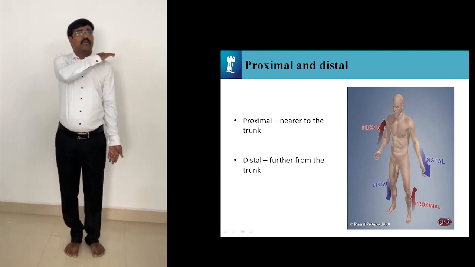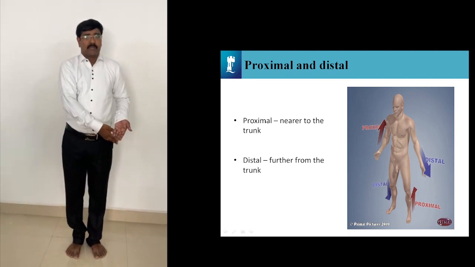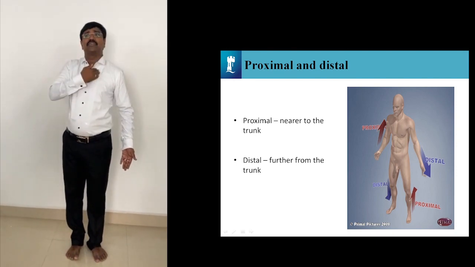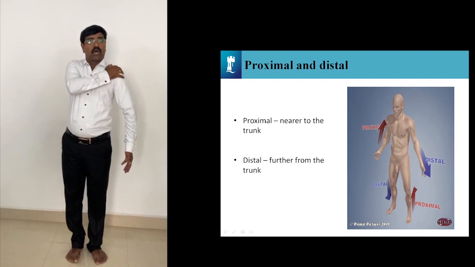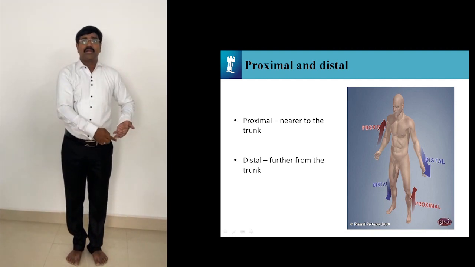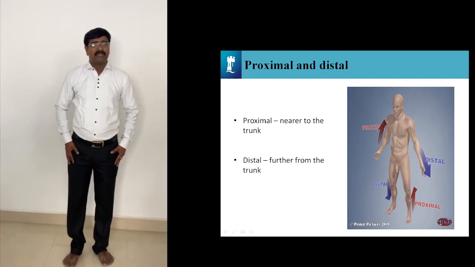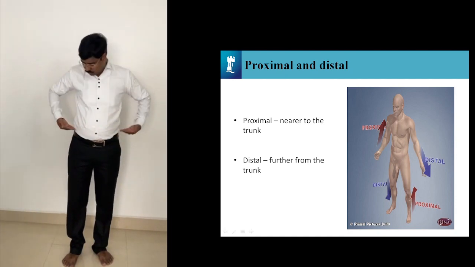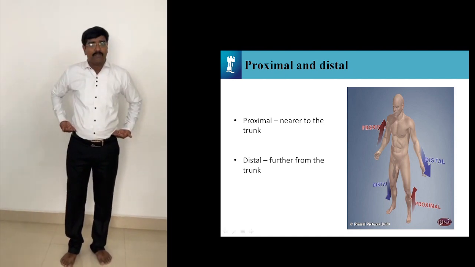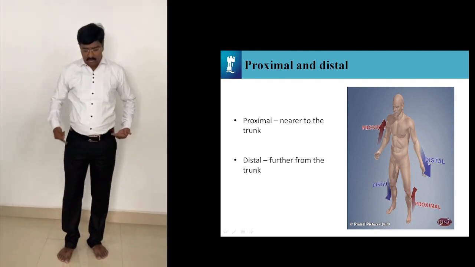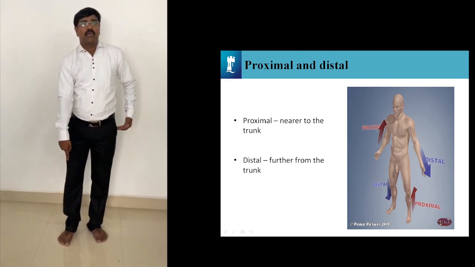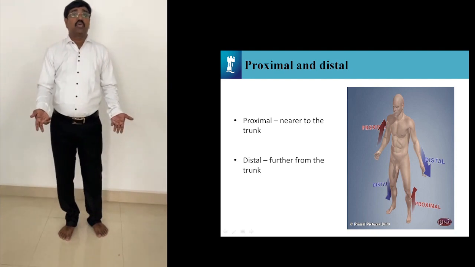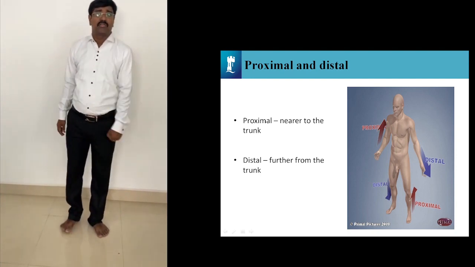Generally we say superior and inferior, but the one which is superior and attached to the trunk is called what? Proximal, and this is called what? Distal. Same way, I am going to take my legs. My legs are attached at my hip level, so this part of the lower limb is called what? Proximal. To the toes, where I reach the ending part which is not attached to the trunk, is called what? Distal.